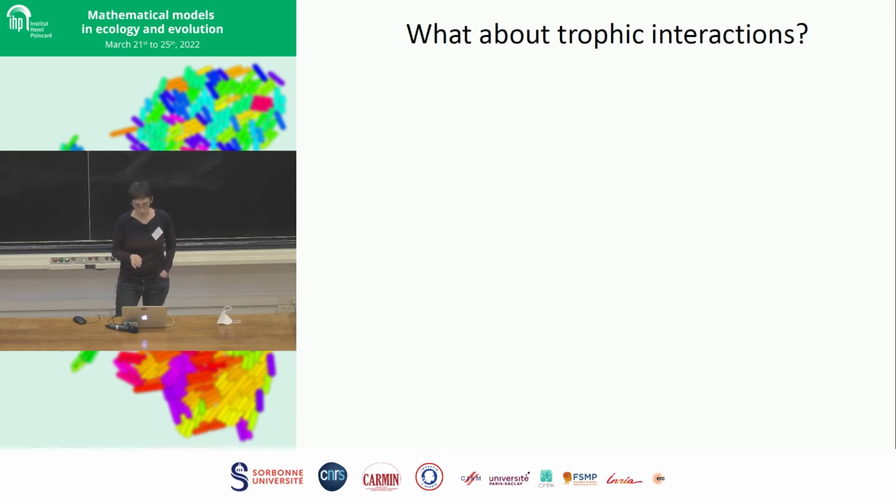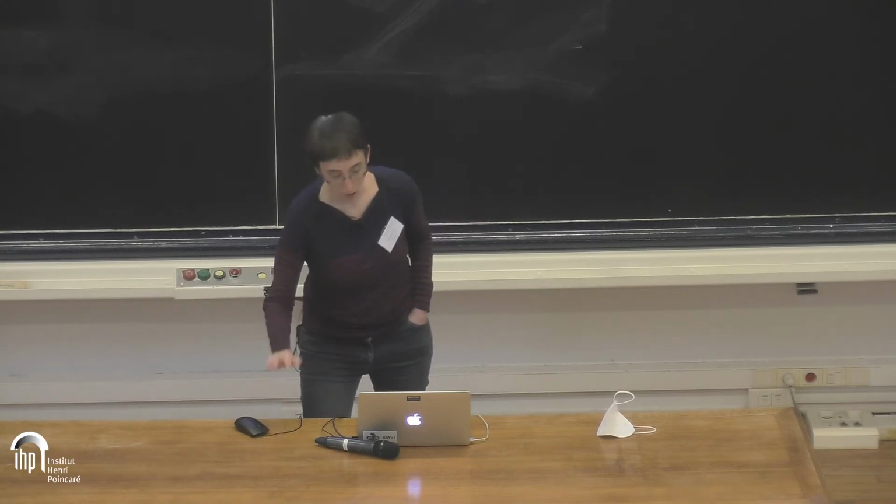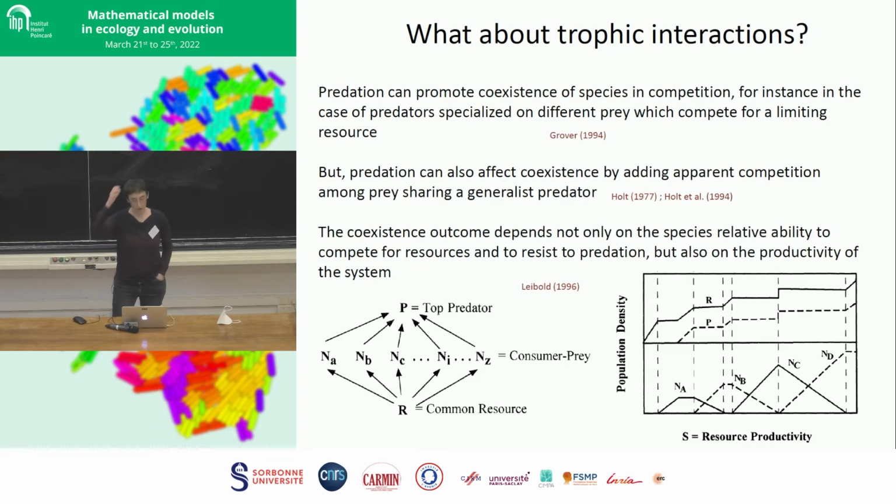So there are a number of theoretical works showing that predation and trophic interactions definitely matter for species coexistence. I will just list a few here. For example, there is some work showing that predation can promote coexistence. Even for species that compete for only one resource, you can have coexistence if the predators are specialists. So it depends on whether predators can eat many prey or not.